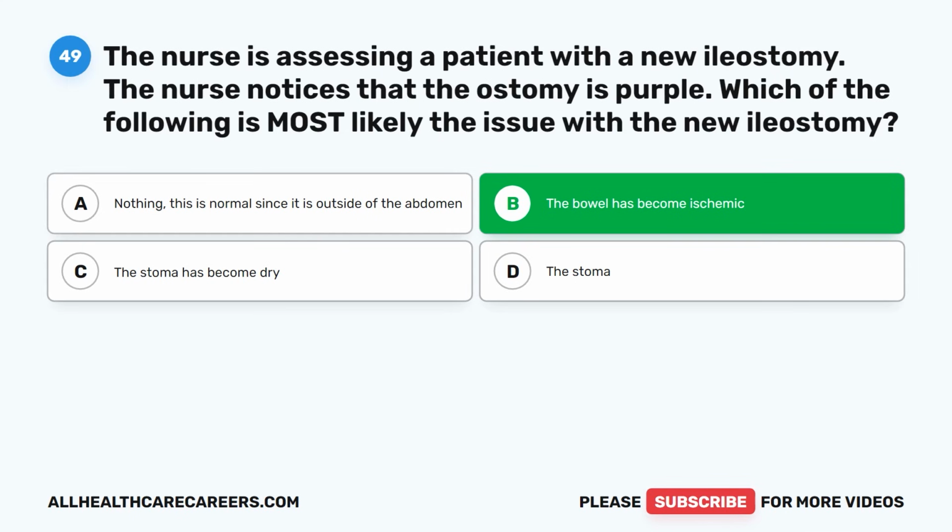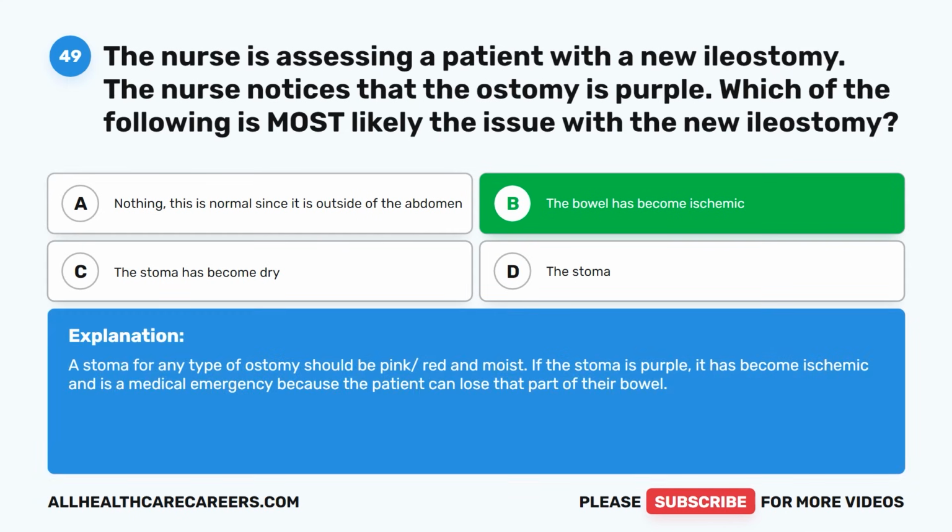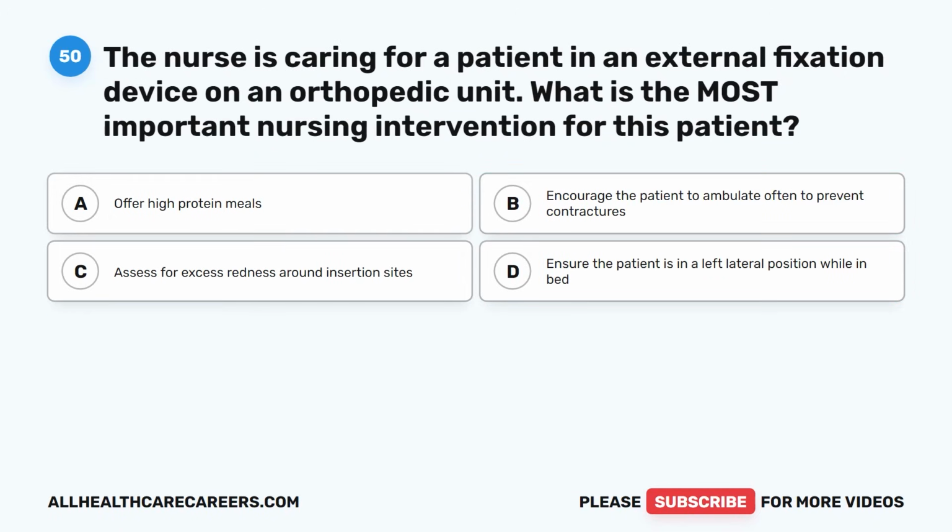The bowel has become ischemic. A stoma for any type of ostomy should be pink/red and moist. If the stoma is purple, it has become ischemic and is a medical emergency because the patient can lose that part of their bowel. Question 50.